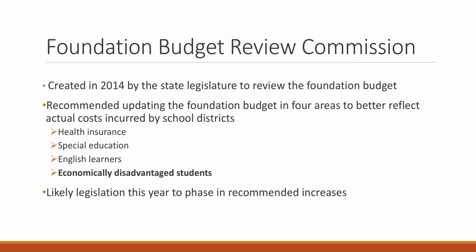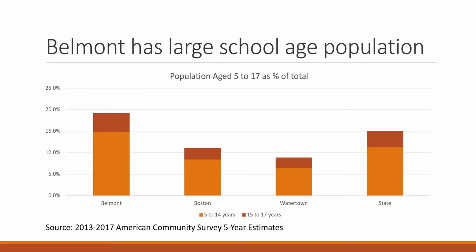Reasonable people can disagree how much is necessary to spend to try to close that achievement gap between the lower performing districts and the higher performing districts. I'm going to talk about Belmont, and Boston, and Watertown. Belmont has a relatively large school-age population, both compared to the state and compared to the other two communities that I represent, Boston and Watertown.